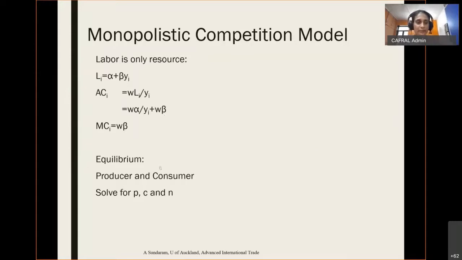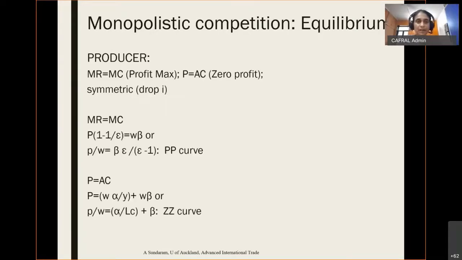Now the equilibrium is producer and consumer. So we're going to put all of this together to get the equilibrium. And we will solve for, as usual, prices and quantities. But because this is a monopolistic competition model, we will also solve for the total number of firms or varieties in equilibrium. Okay? So N is going to be the total number of varieties or the number of firms. I'm going to use firm and variety interchangeably here. All right, so let's do that.